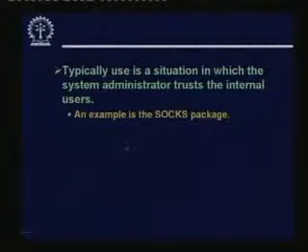Now one example in the security related situation where this kind of filter is used is the SOCKS package, which many of us use for secure transmission. So this is just an example.